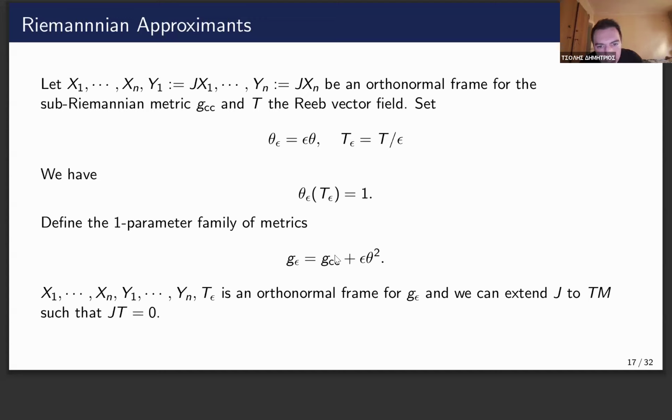Usually we write it like this. So we have this Carnot-Carathéodory type of metric, and we add epsilon theta squared. So this is very similar to the Webster metric. The only difference is that here we have the epsilon, and for epsilon equal to 1, we just return to the Webster metric. If epsilon is 0 and we neglect this term, then we're just going back to the sub-Riemannian metric.